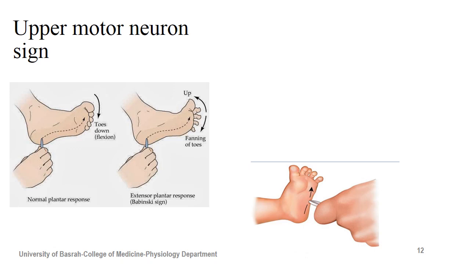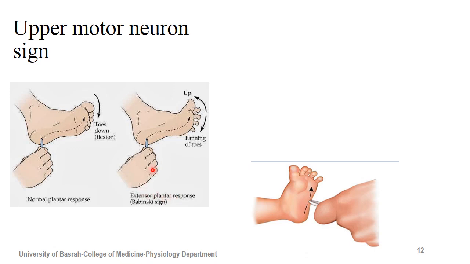Okay, the reflex examination. One of these reflexes, and it's very important, is called the plantar response reflex, or the extensor plantar response, which is one of the upper motor neuron reflexes. It gives us one of the important upper motor neuron signs.